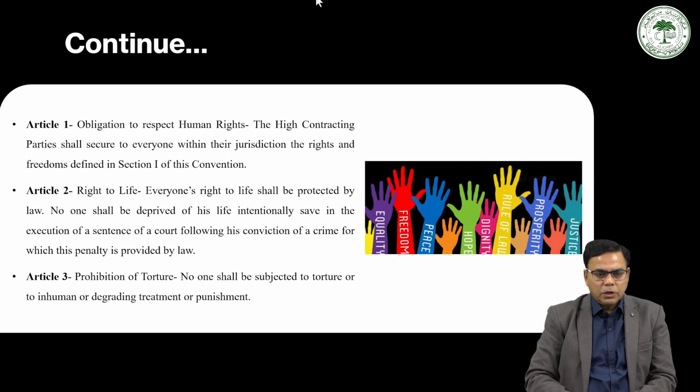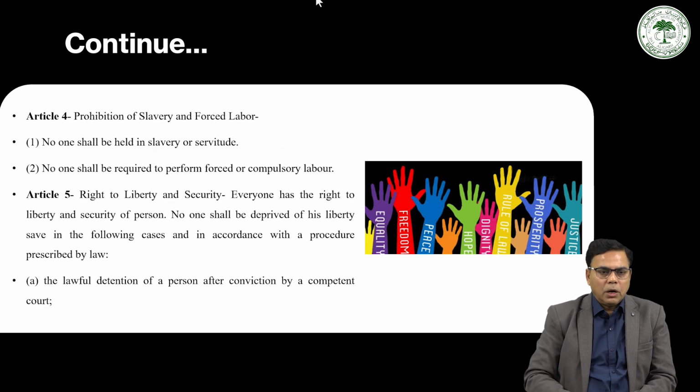So, that we discussed. But now you will find that the abolition of the death penalty is there. So that is why this Article 2 should be understood in the context of the abolition of the death penalty as well. Article 3, prohibition of torture: No one shall be subjected to torture or to inhuman or degrading treatment or punishment, that we have already discussed. Article 4 talks about prohibition of slavery and forced labor. Article 5, that is right to liberty and security.